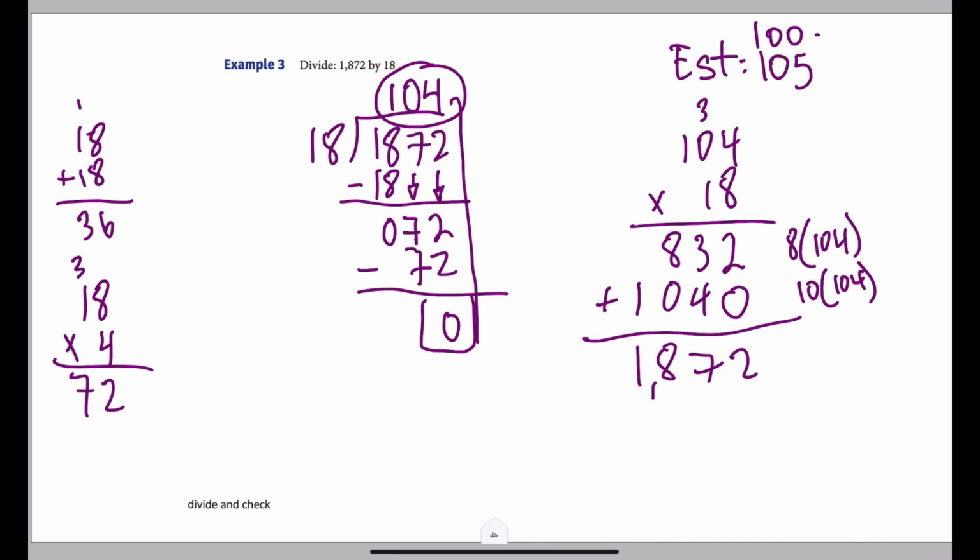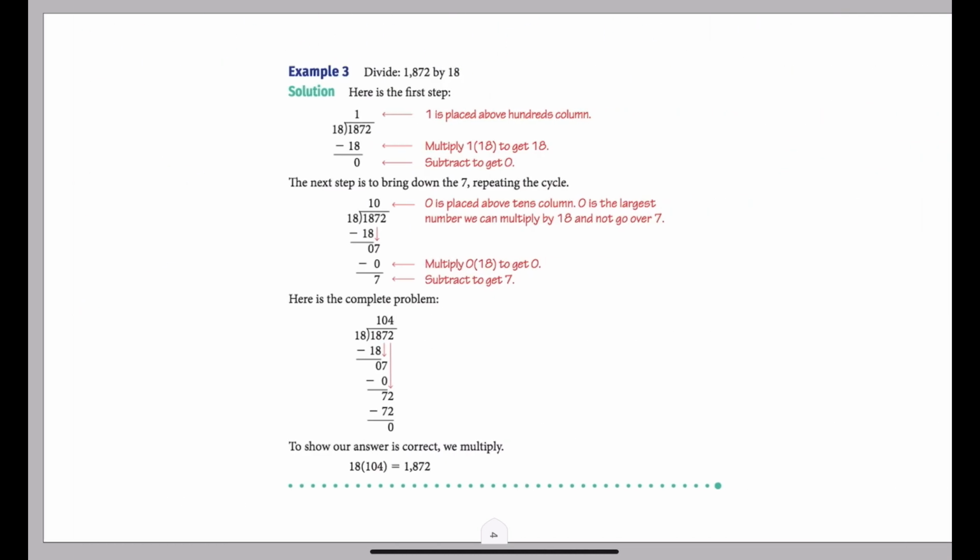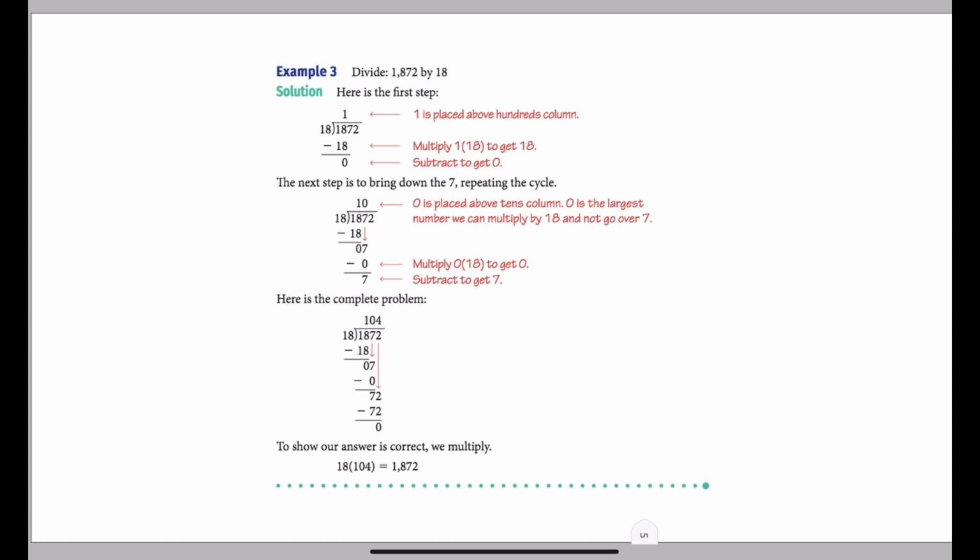And have a look at my estimate. Was my estimate pretty good here? I knew it was more than 100. I said about 105, and we ended up with 104. So not bad at all. Now this is the book showing you maybe a slightly neater version of exactly what we just did.